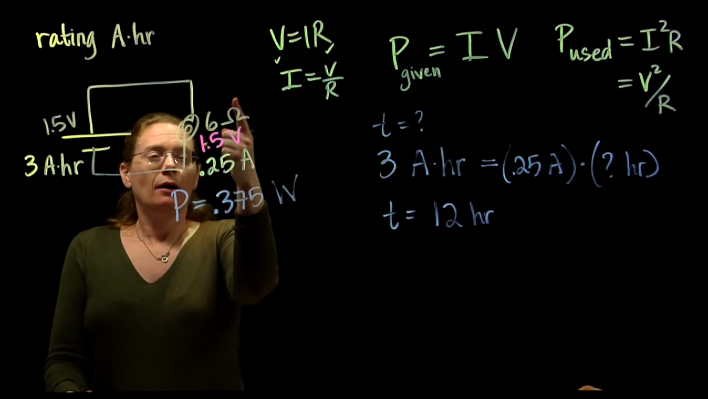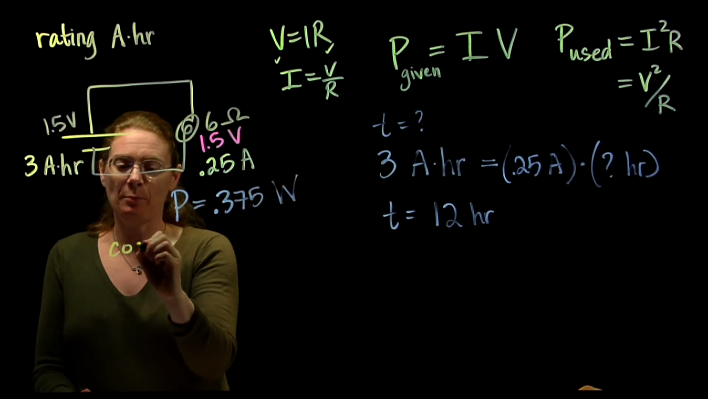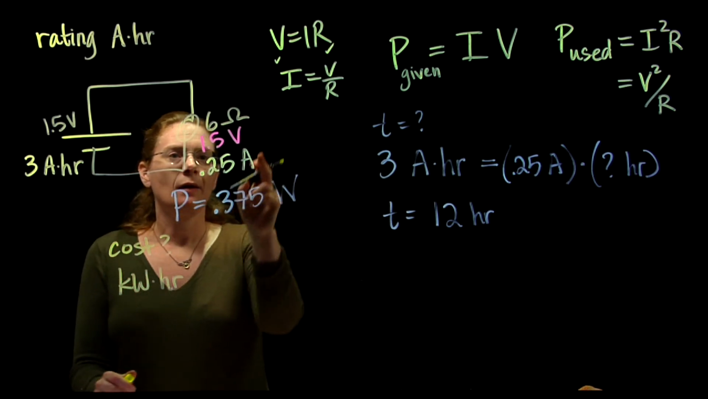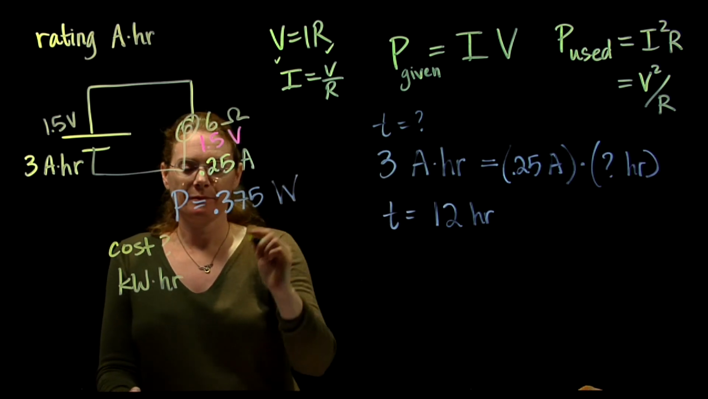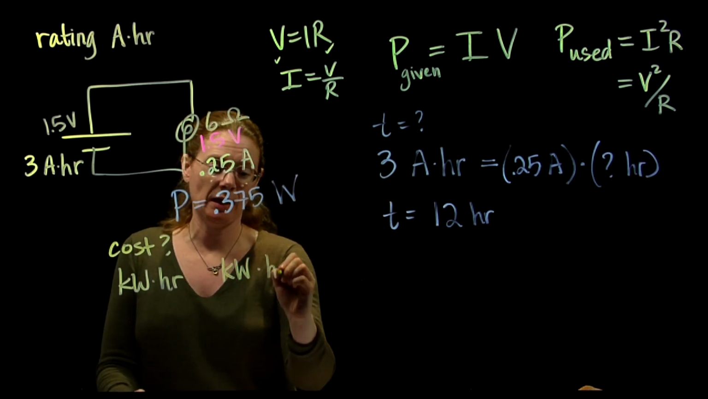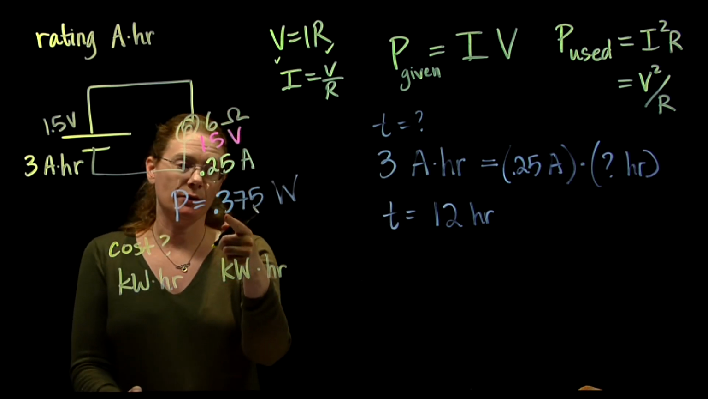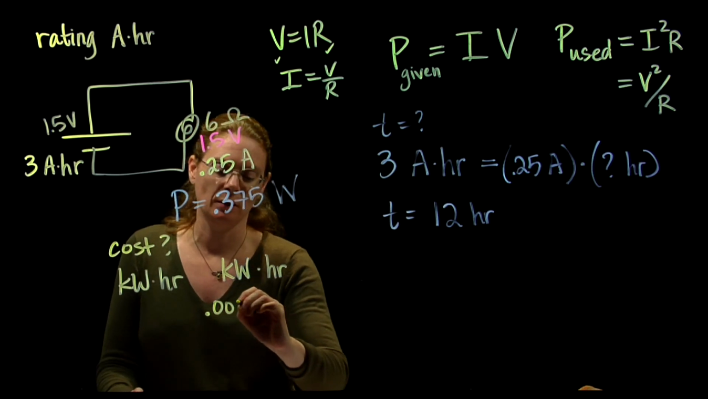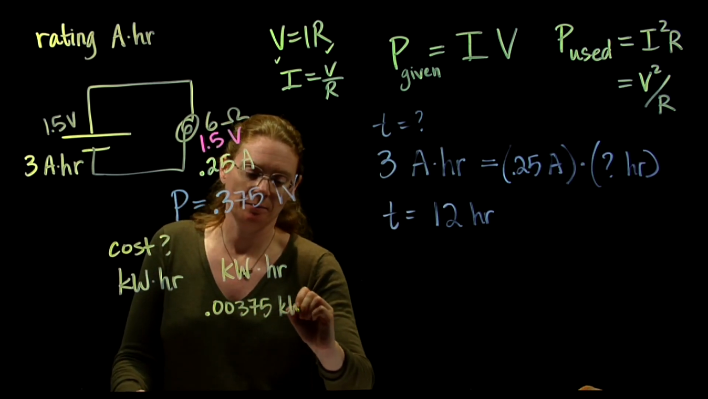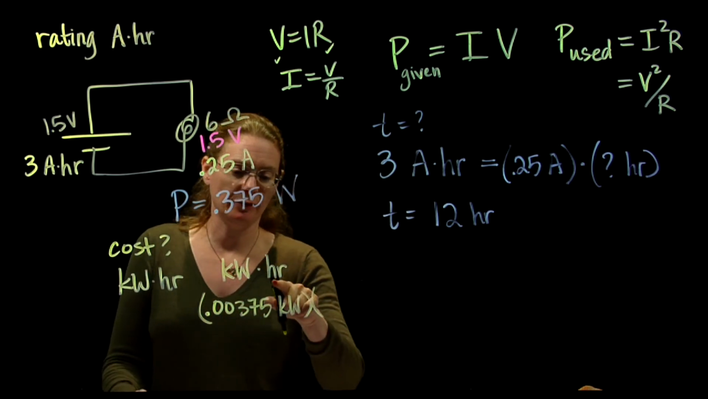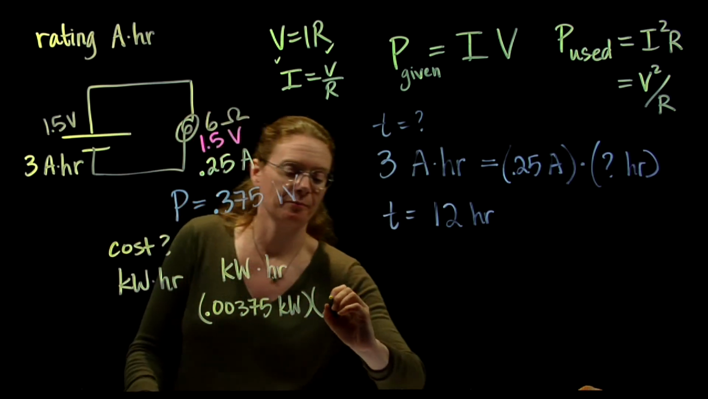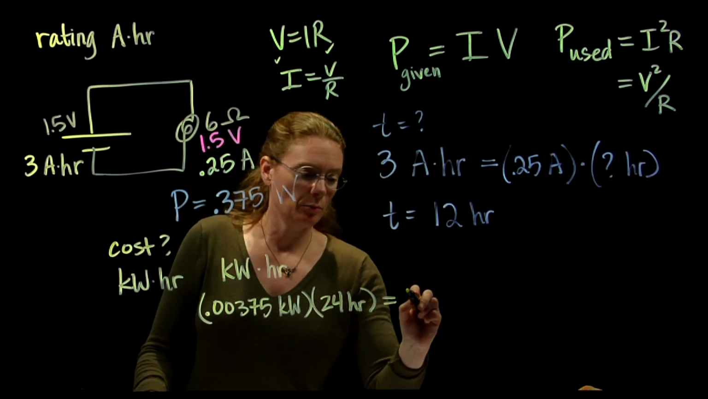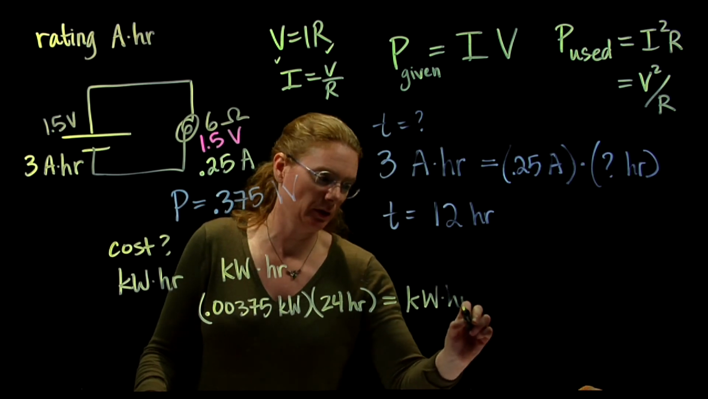All right. Well, okay, so I want my cost, which means I need to know how many kilowatt hours I'm using. All right, there's my watts. So kilowatts times hours. I need my kilowatts. Oh boy, this is a small number. You divide this by 1,000, so 0.0012375 kilowatts times the number of hours. I said it would be 1 day, 24 hours. And that'll give me my number of kilowatt hours used.